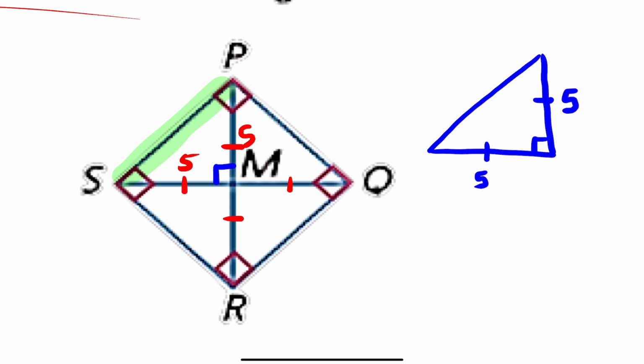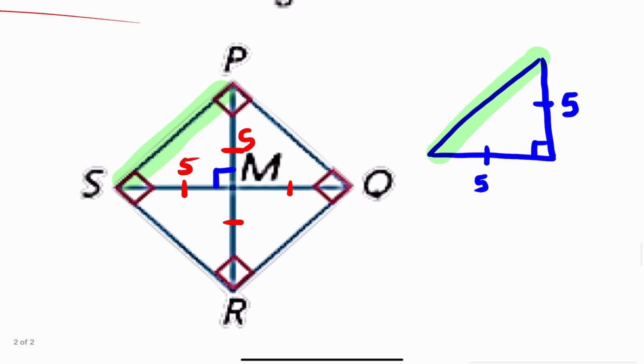So how long is this side? Okay, first of all, this is a right triangle. This side here, we call it the hypotenuse. And the reason why we call it the hypotenuse is because the side is across from the 90-degree angle, okay?